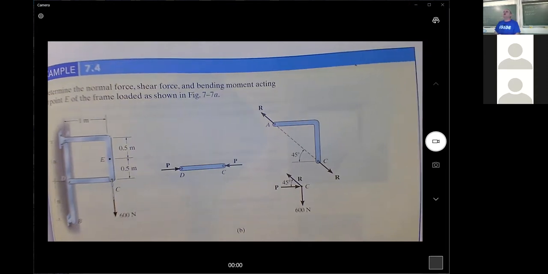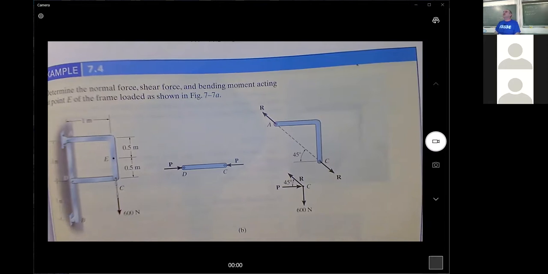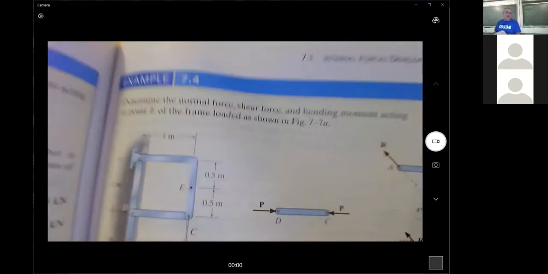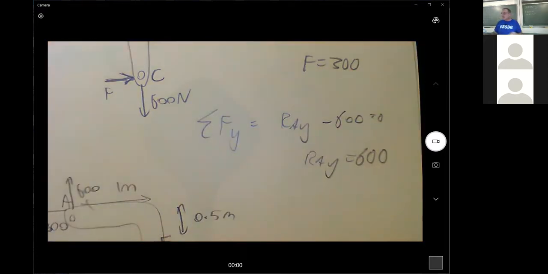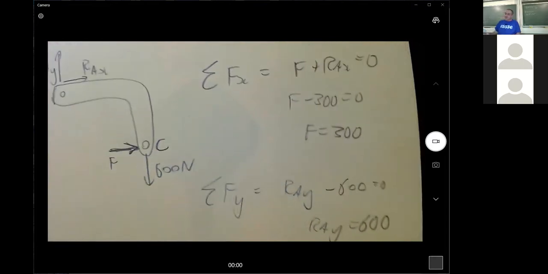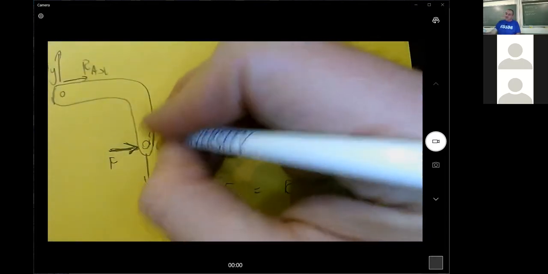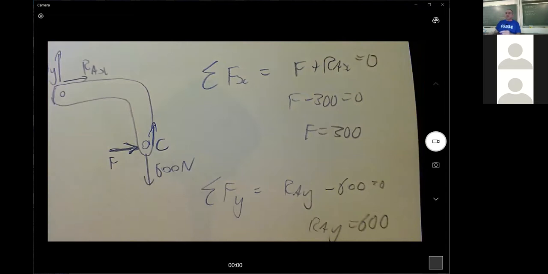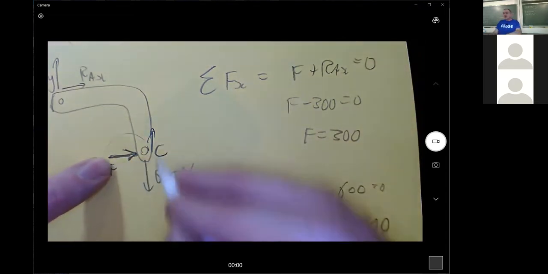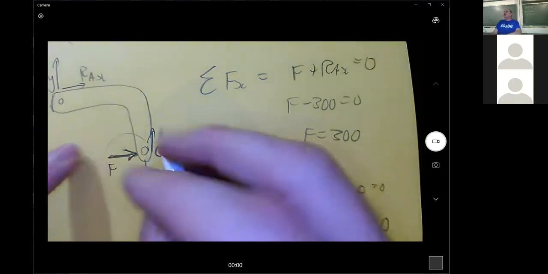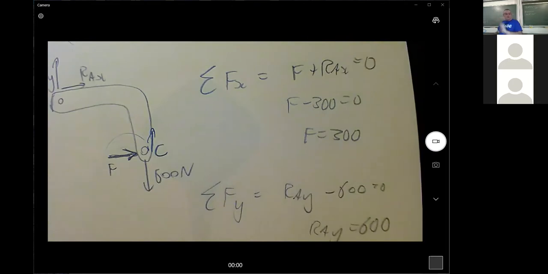Oh, there's another reaction. Okay. I know what I did wrong. There's a reaction here too of this, because this thing's pulling back on it, this thing's pulling up on it here. Oh, okay. I choose to admit defeat and tell you what they did.